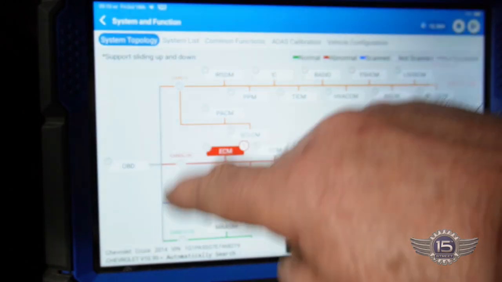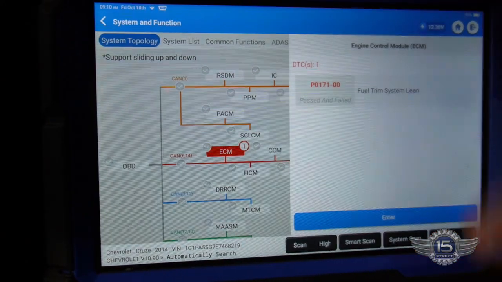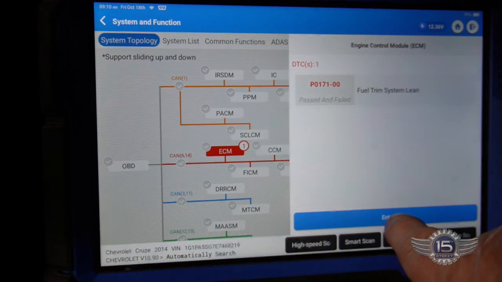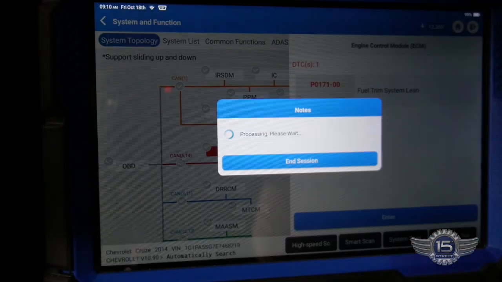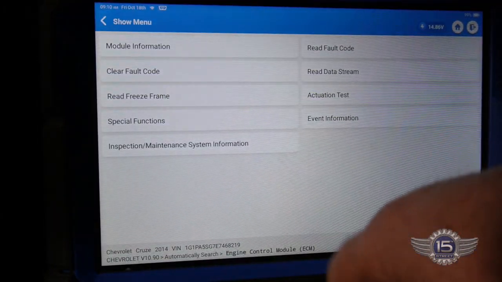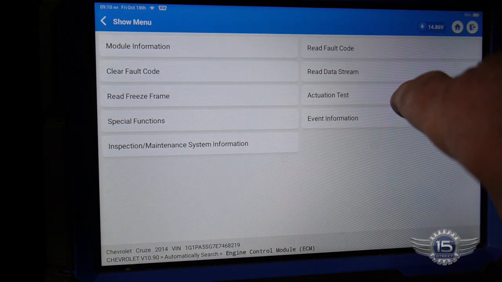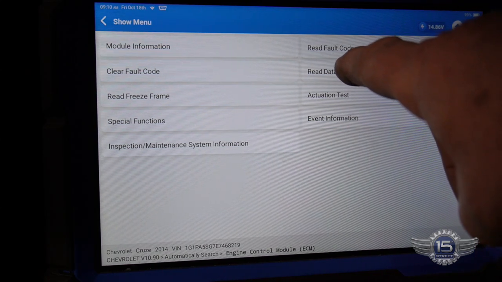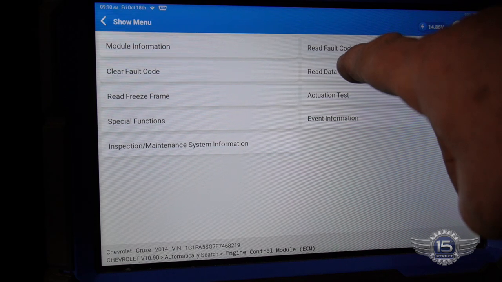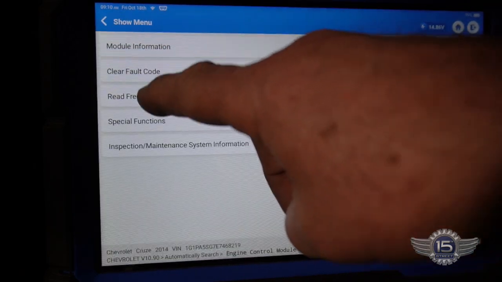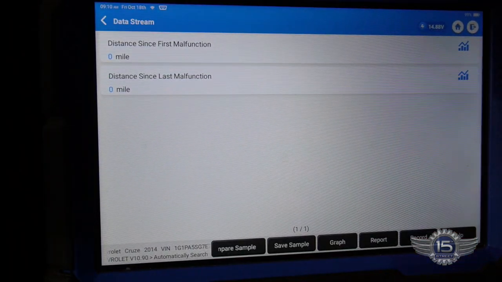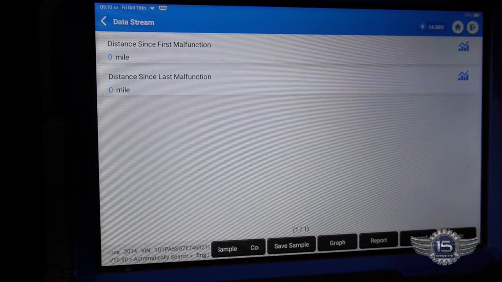So we want to go to ECM. Oh, okay, there you go. We got a P0171. That's our code. So like I said, I'm not real good with this scanner, so we're gonna play with it together. So I think I want to go to, let's read the freeze frame on that code. Well, that's not very helpful.